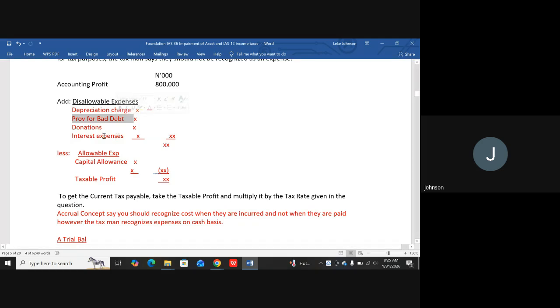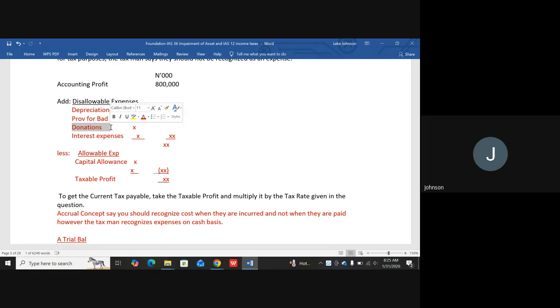So why are you creating a provision for bad debt? It becomes a challenge, and they are going to disallow it. Another thing they also disallow is donations. You make donations to any unrecognized organization. If you make any donation to a political party, or to any organization that is not recognized.